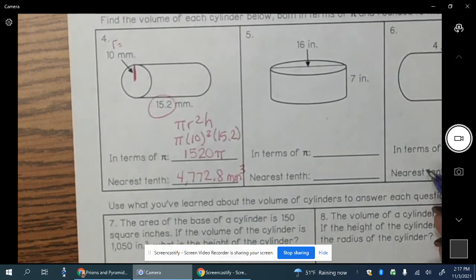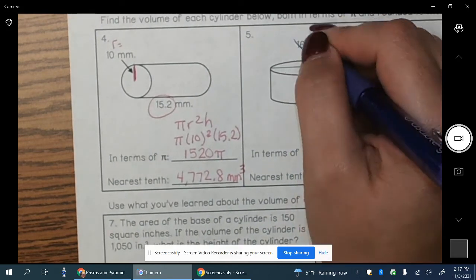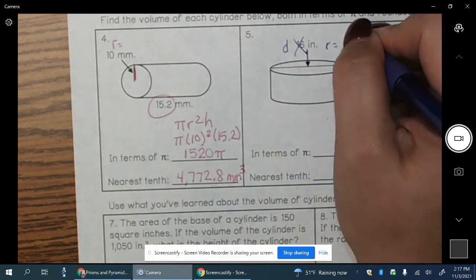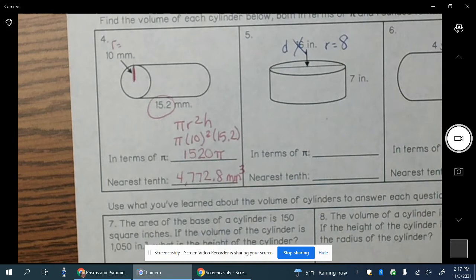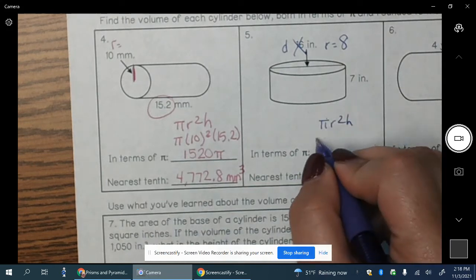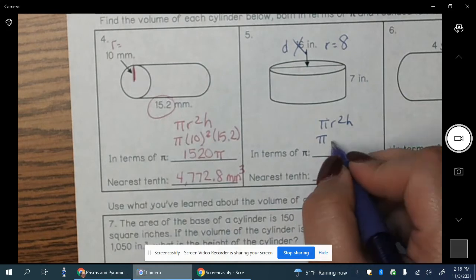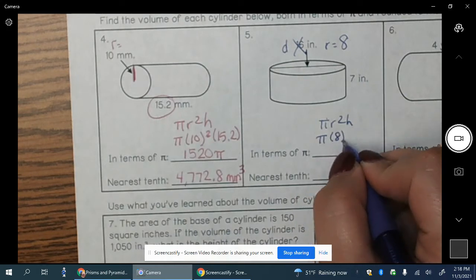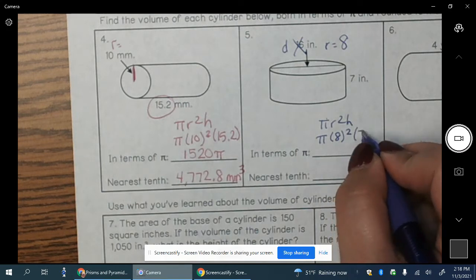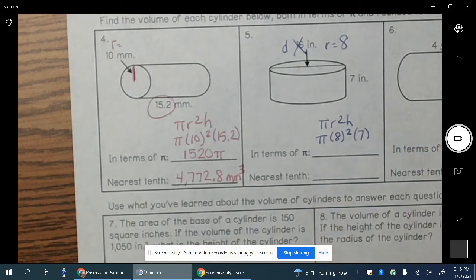All right, number 5. Did they give me the radius? No, they gave me the diameter. What's the radius? 8. So my formula is pi r squared h. I'm leaving pi. What's the radius? 8. 8 squared times 7. So 64 times 7.